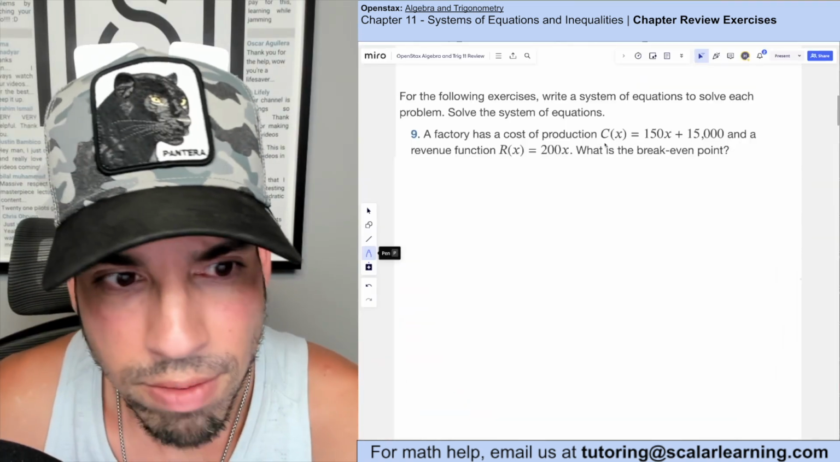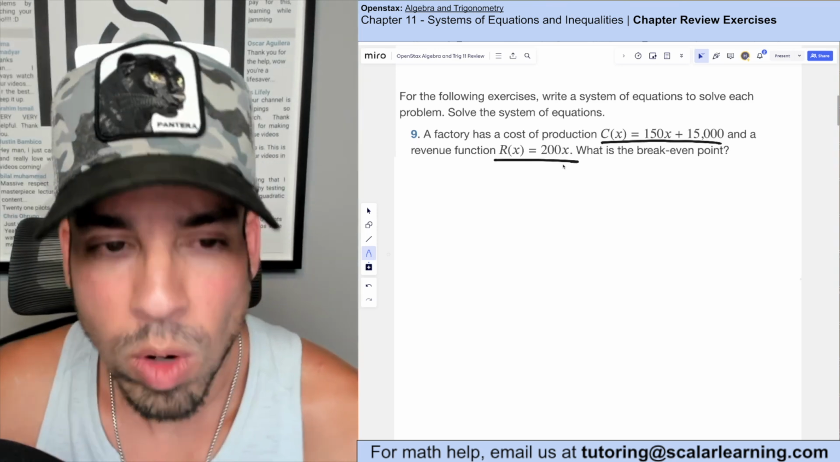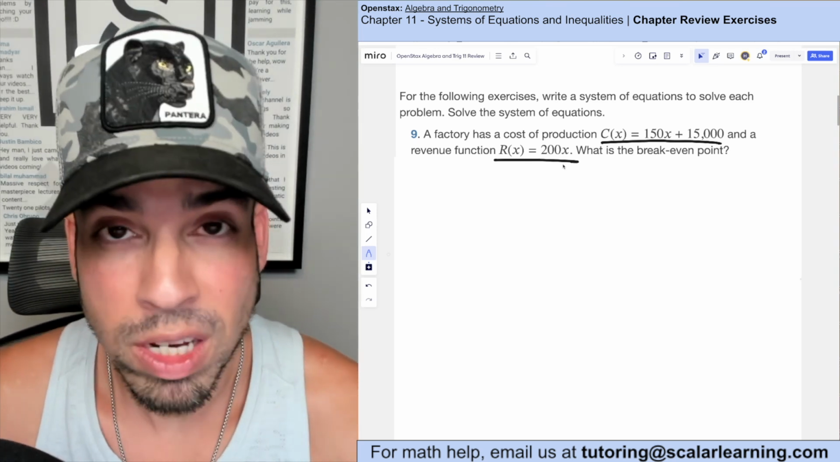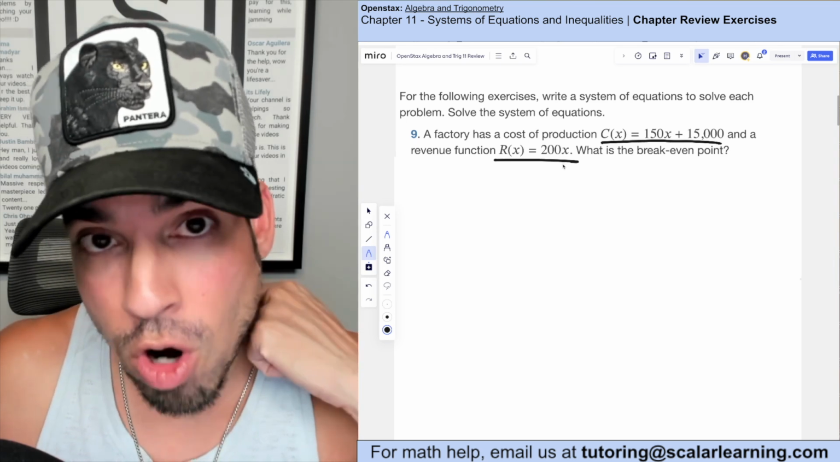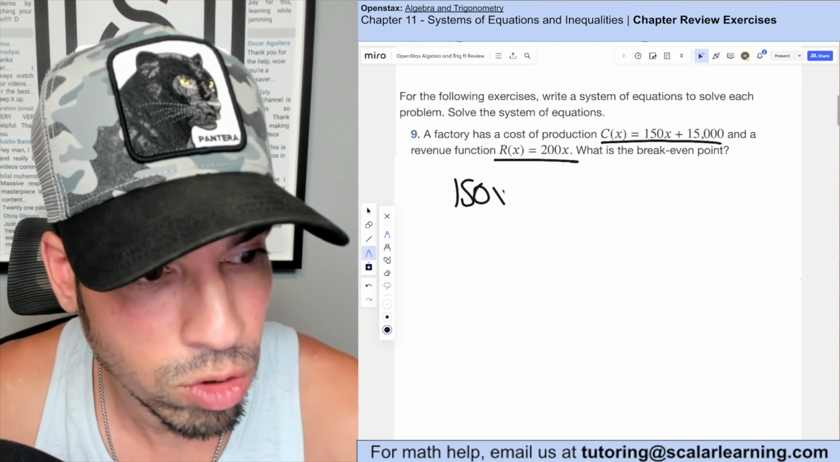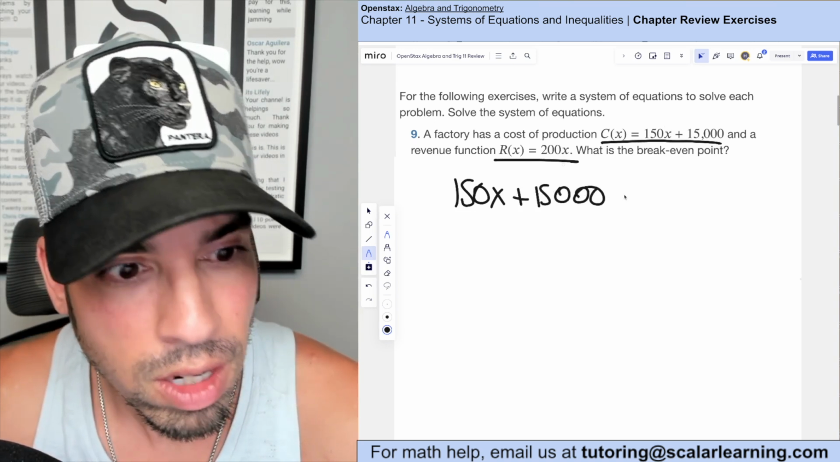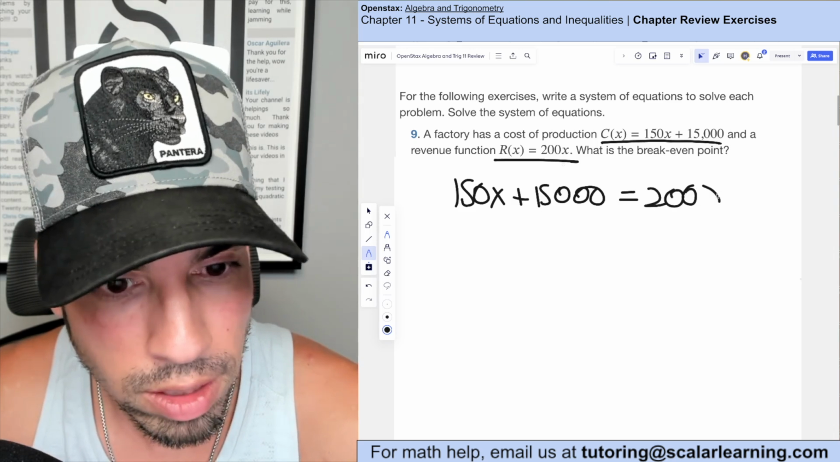So for this one, we have a cost function right here, and then we have a revenue function right here. And we want to know what's the break-even point. And what is break-even? That's the point where your cost is exactly equal to your revenue. So guess what I'm going to do? I'm going to set these two guys equal to each other. 150x plus 15,000 equals 200x, okay?